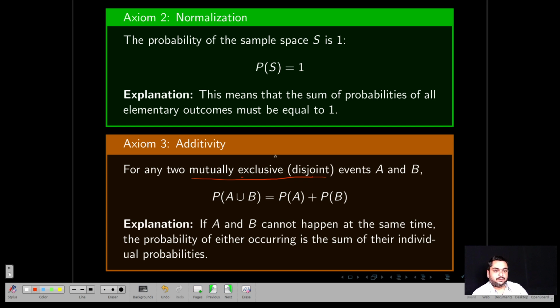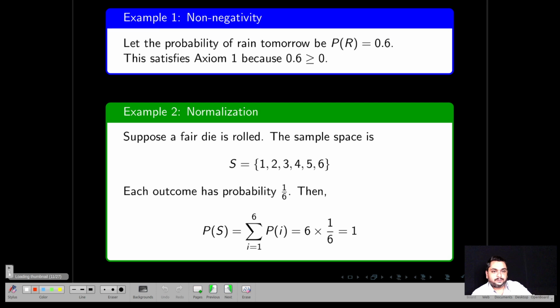Shortly I will explain in detail what mutual exclusion is and how to identify problems containing mutual exclusivity. So for mutually exclusive events A and B, P of A union B is given as P of A plus P of B. Okay, more on this later.